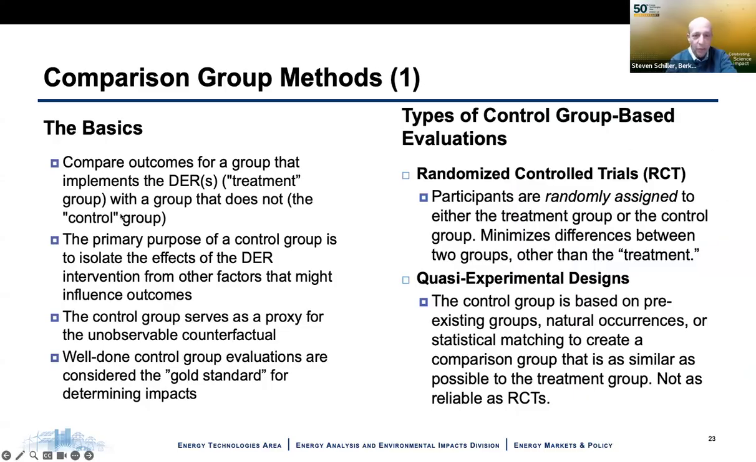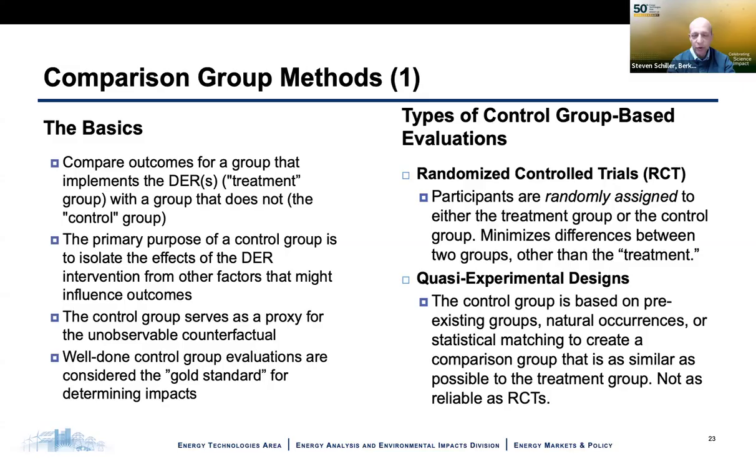And then the third method, the comparison group method. So the basics of this is attempting again to measure what would have happened. By that, you're basically comparing the outcome for a group that implements the DERs, the treatment group, to use a pharmacy drug trial term, with a group that does not implement the DERs, the control group. So you have a treatment group and a control group, and what you're basically doing is comparing, say, the energy use over time of those two groups, or the demand performance of the DERs between those two groups.